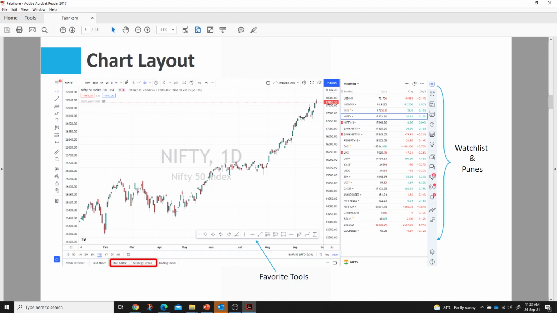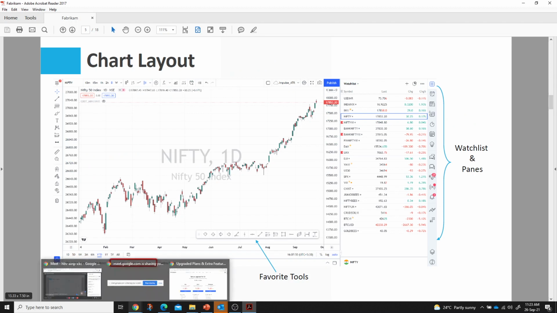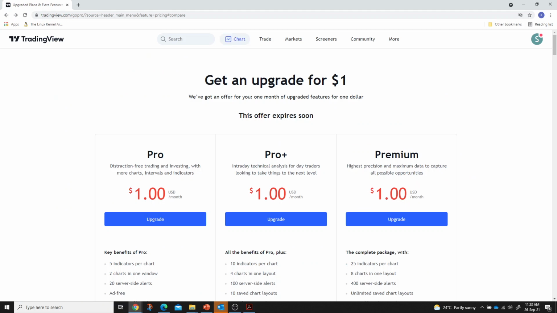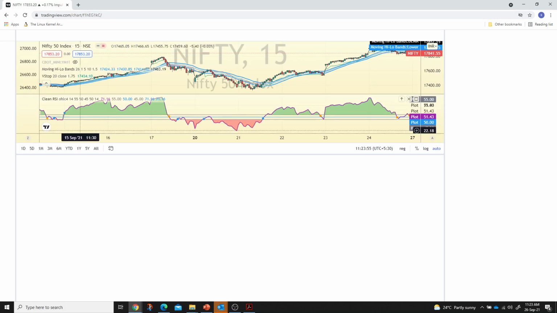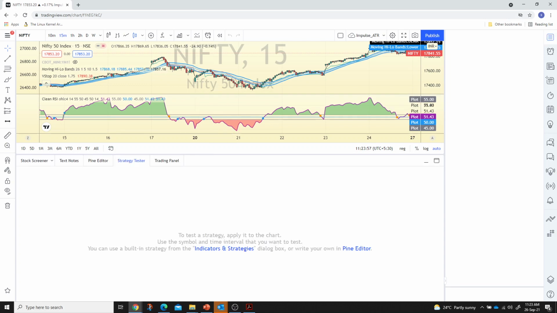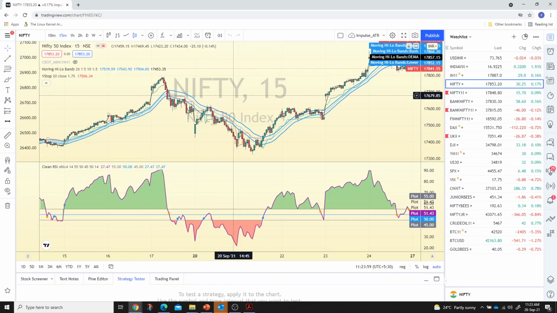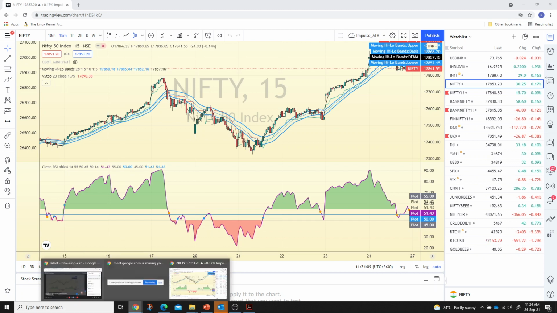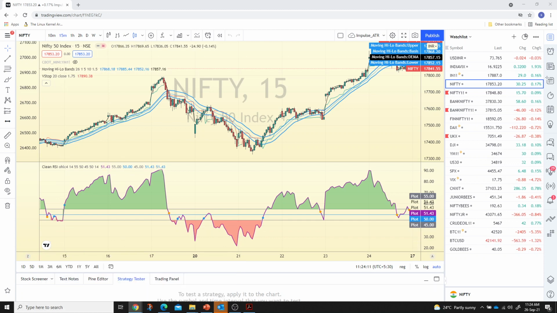Okay, then let's jump into chart layout. So basically, when you click on chart, it gives you a full featured chart like this. This is something which I use. So this is my indicator set, and it's very basic, but this is what I use. But for today, I just made a very basic one so that we don't get confused.